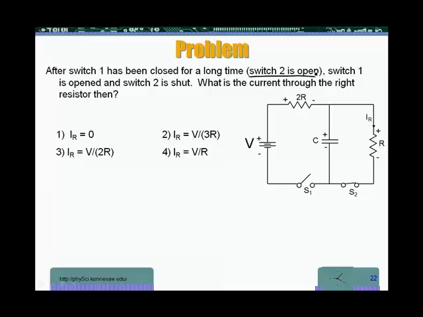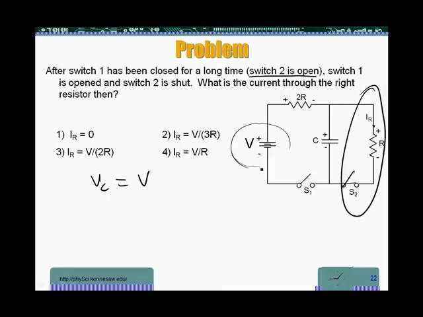Okay. Now, if switch 2 was open initially, that's during the charge, this part of the circuit is irrelevant. If that part of the circuit is irrelevant, the voltage in the capacitor is going to be equal to V after a long time. The same as the voltage across the source. And that's because the current had nowhere else to go but through the capacitor.